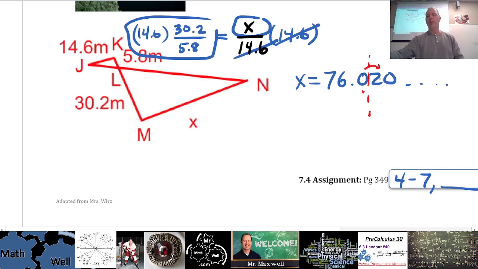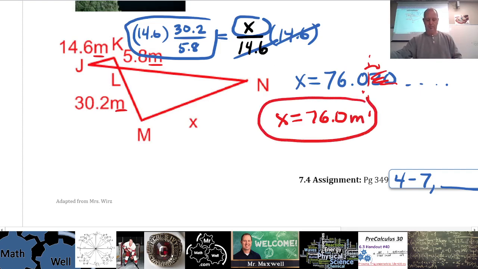This is 2. So my final answer is 76.0. I leave that 0 as it is because the 2 is not big enough to make me round it up. And I look at my units, and of course I actually did this before the question started, and I saw that they were all meters, so that was great. And so my answer must be in meters as well. The width of the river is 76.0 meters. Okay.